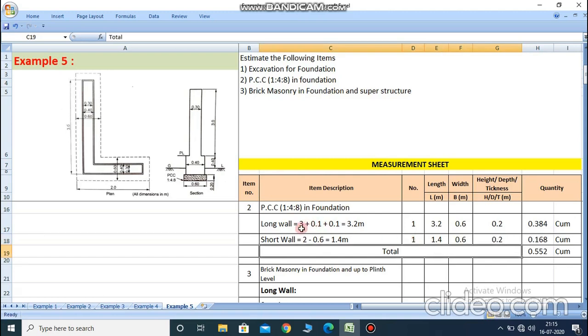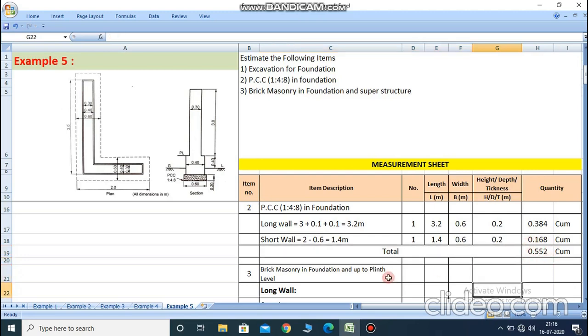Now total PCC work for the long wall is 0.384 and for the short wall 0.168 cubic meter. Now the summation of both values, 0.384 and 0.168, is 0.552 meter cube. So it's the total quantity of PCC work required. Total quantity of material required for the PCC work is 0.55 meter cube.